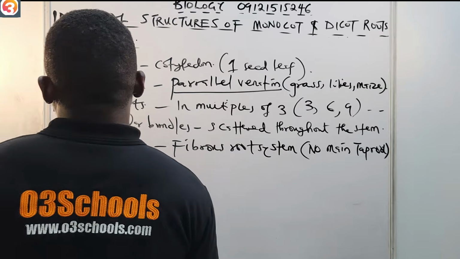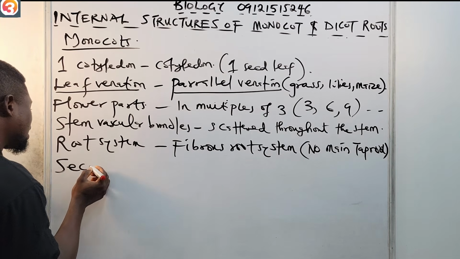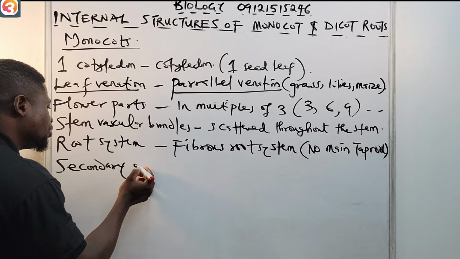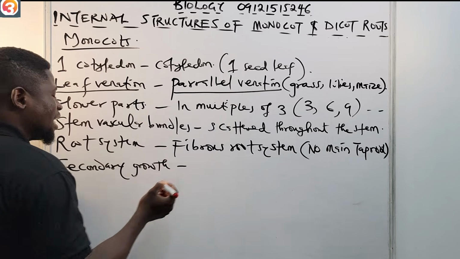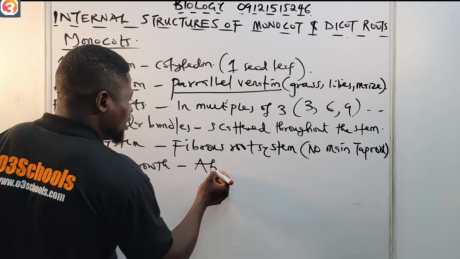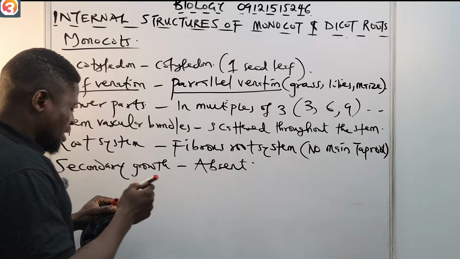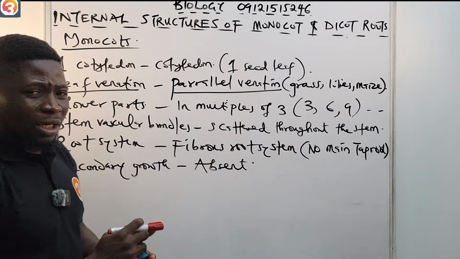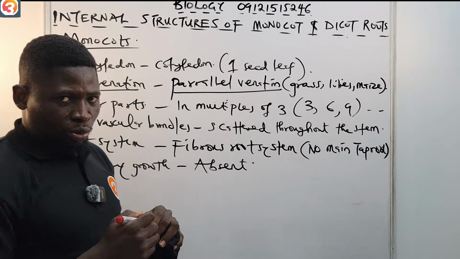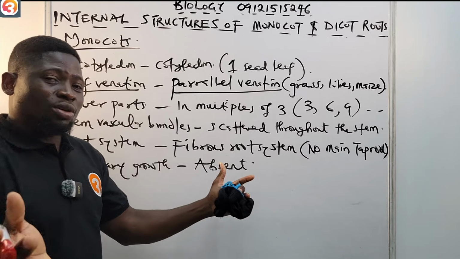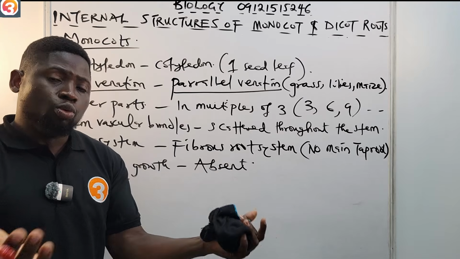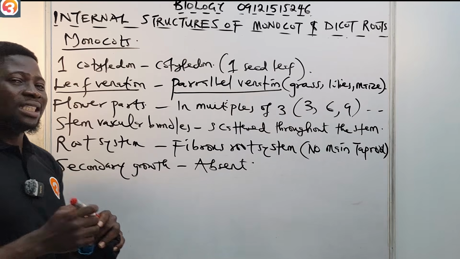Also, secondary growth is absent in monocot. They do not observe secondary growth, like the formation of bark, the formation of wood. So they do not have secondary growth.